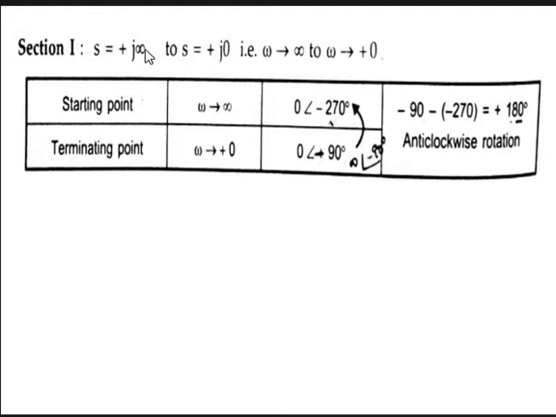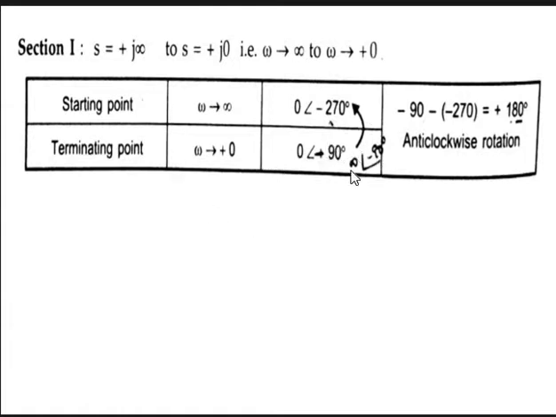That means for this section the starting frequency is infinity and the ending frequency is plus 0. So the starting point omega is infinity. Substituting infinity in the magnitude and phase formulas, we get 0 at an angle of minus 270 degrees. The terminating point, that is the ending frequency for section 1, is plus 0. Substituting plus 0, the magnitude and phase angle are infinity at an angle of minus 90.